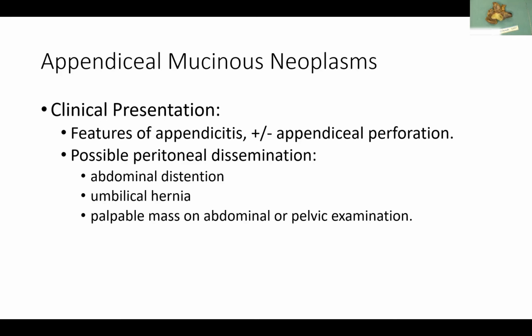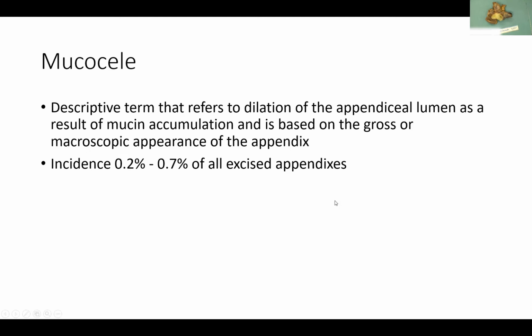There's also possible peritoneal dissemination, because if these things perforate, you can imagine all that mucin is going to go somewhere, and it's just going to be confined in the peritoneal space. So you can have symptoms of abdominal distension. You can even have presentations of an umbilical hernia, and it might even have a palpable mass on abdominal or pelvic examination.